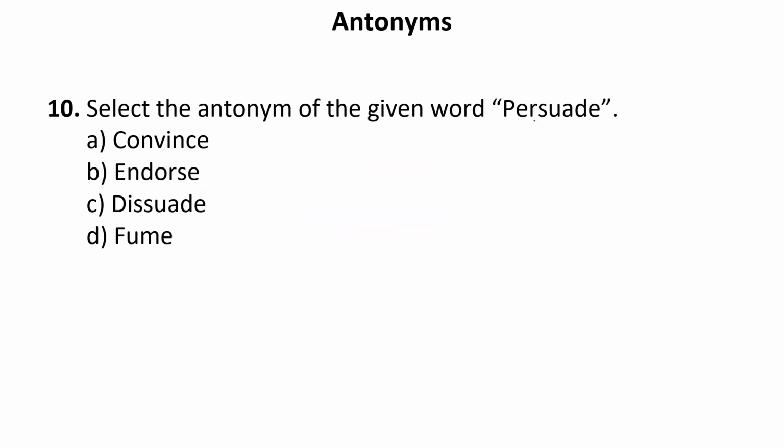Select the antonym for the given word, that is persuade. Persuade means to emphasize someone, to convince someone. So if we look at the options, convince is given. Convince is actually the synonym. Endorse, dissuade, and fume. Fume refers to the fumes that we get from soap and all. So the correct answer is dissuade. Persuade, the antonym of it is dissuade. Dissuade means to discourage someone. Persuade means to instigate someone.